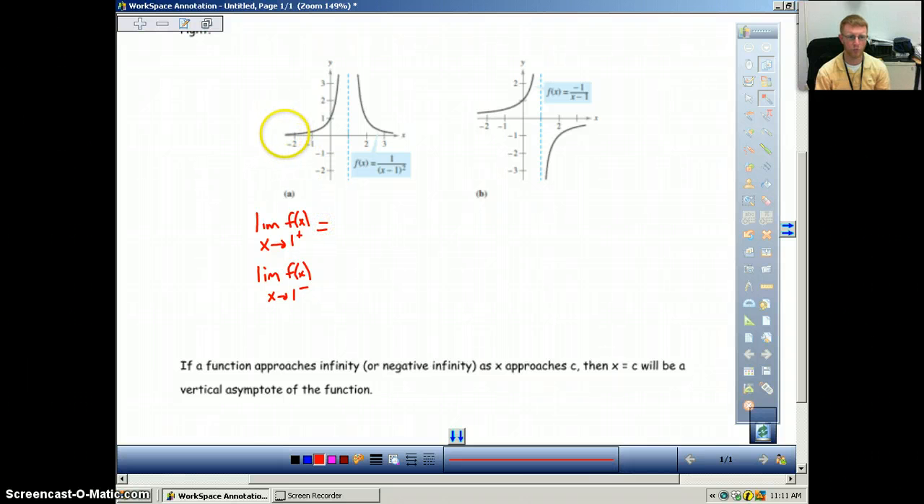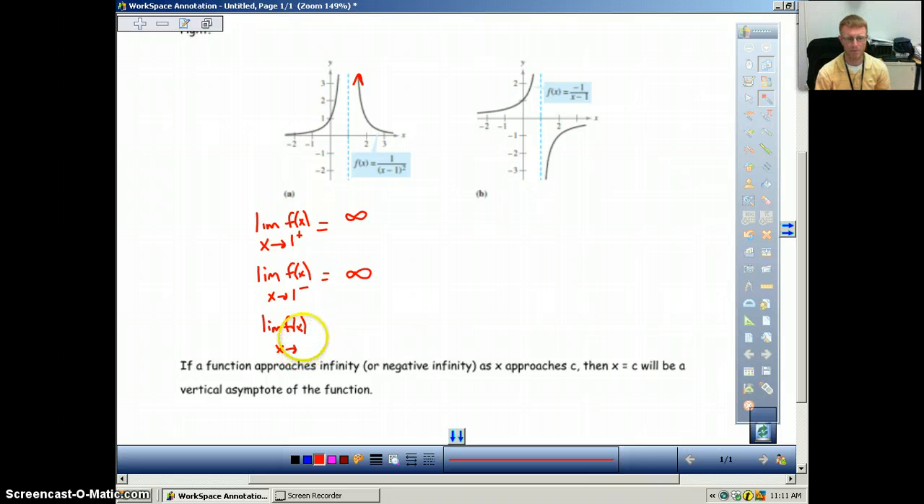As we approach 1 from the right, you can see that our function is going up like this, so it's going up to infinity. And then the same thing is true over here. As we approach from the left, it's still going up to infinity. So each of these separately are infinity. Now, if there was a question asked, what is the limit of f of x as x just approaches 1, then we know that we can write that as infinity as well, because they're both approaching the same thing.